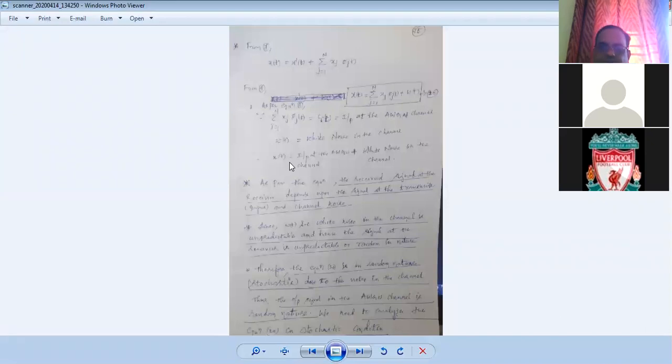So this is the output: input at the AWGN channel, white noise at the channel. Therefore, the received signal at the receiver depends upon both. That means the received signal is the input at the AWGN channel plus the white noise at the channel.